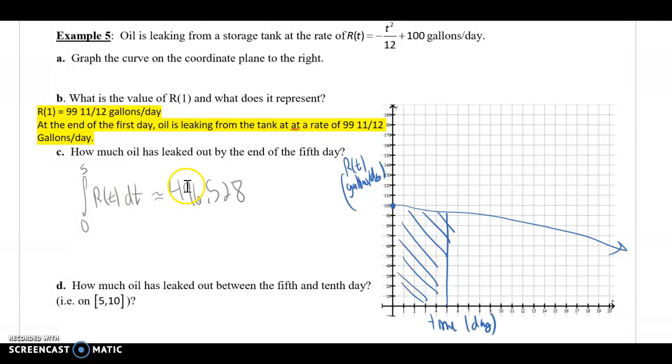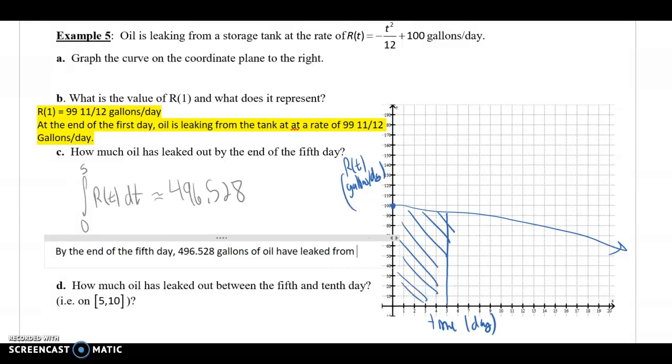Right now, I'm showing my work, but this really isn't answering the question. So I'm going to write something here. I would say that by the end of the 5th day, 496.528 gallons of oil have leaked from the storage tank.